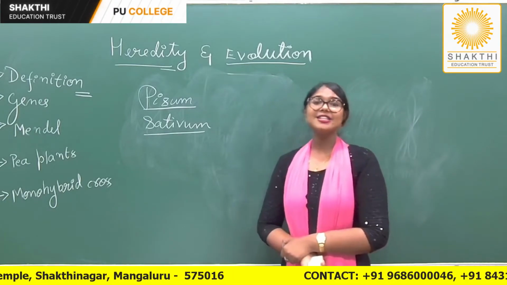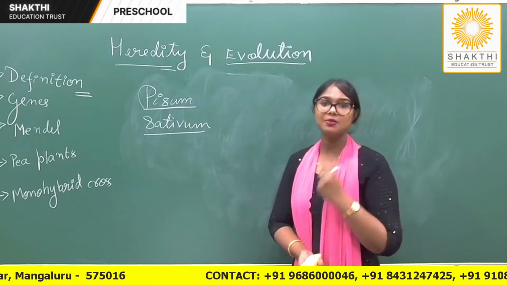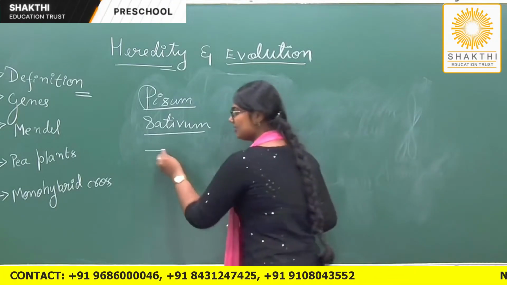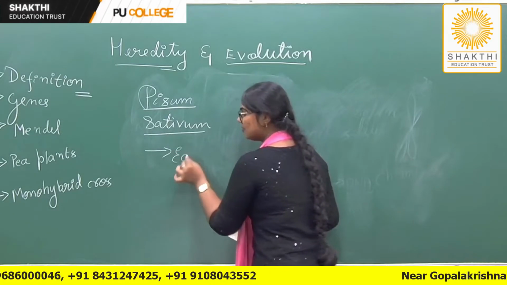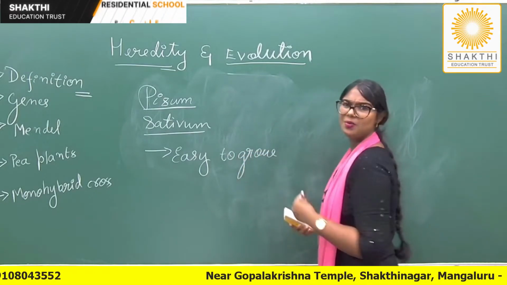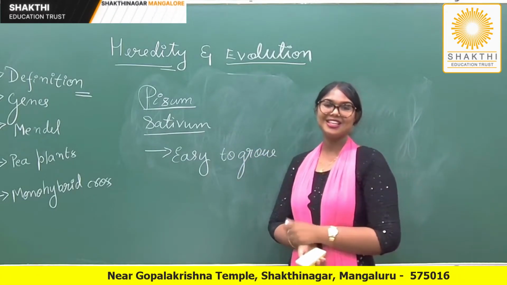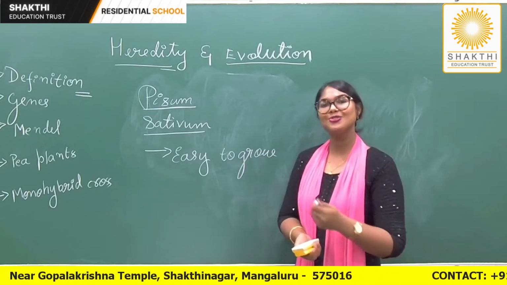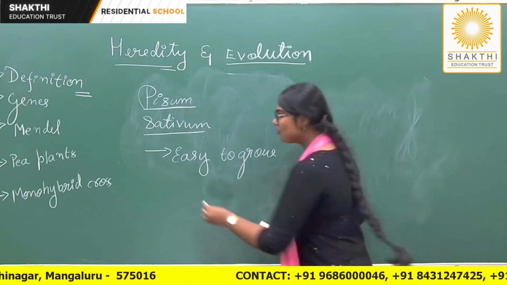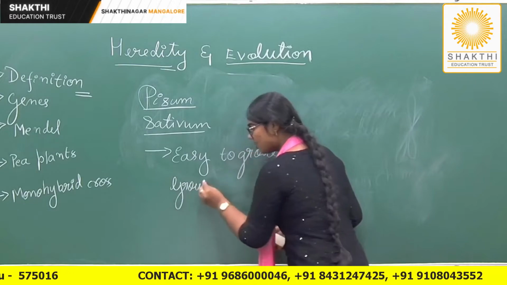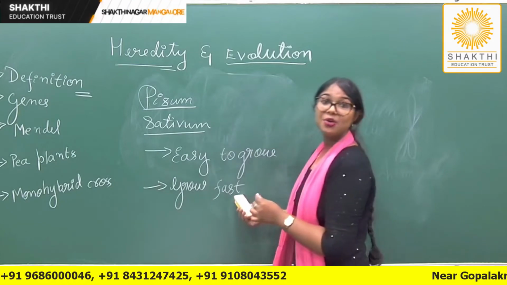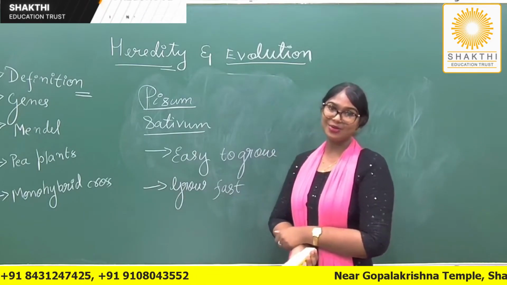Now, why did Mendel use pea plants? Again a 2-mark question. Why did Mendel use pea plants? List the reasons. These are the reasons. He used pea plants for the simple reason that they are easy to grow. Pea plants do not require much care. As you must have seen, some plants in your house might require a lot of care. But pea plants do not require such care. They are easy to grow. And they grow fast. These do not take years to grow. They take 1 to 3 months to grow. So they grow very fast.